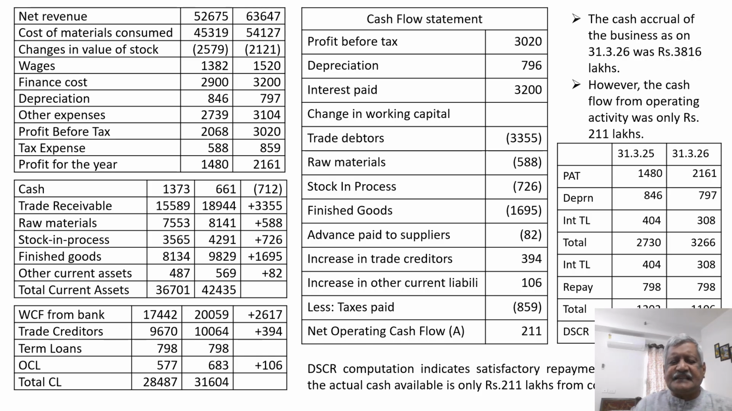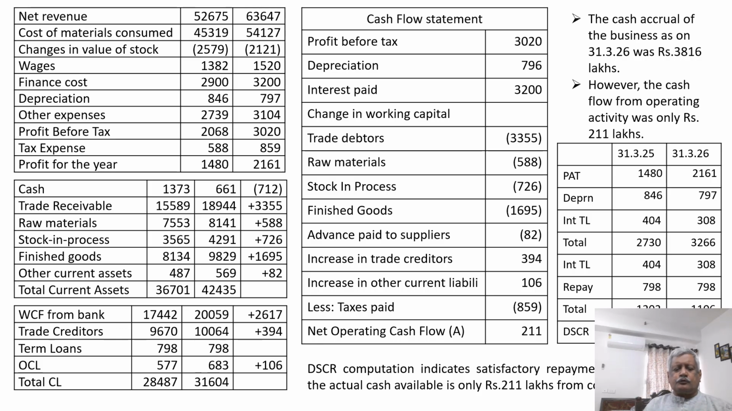Now we will go to the change in working capital. Trade debtors have increased from 155.89 to 189.44. Any increase in receivables is a cash outflow. That is why the 3355 is shown as negative. Again, the raw materials increased from 7553 to 8141, an increase of 588. Having increased, it is shown as negative within bracket, 588.